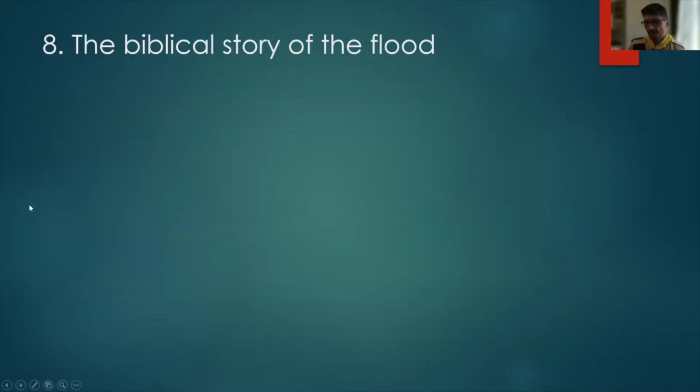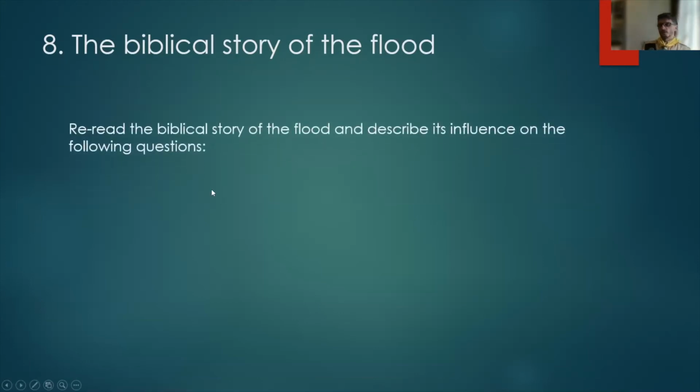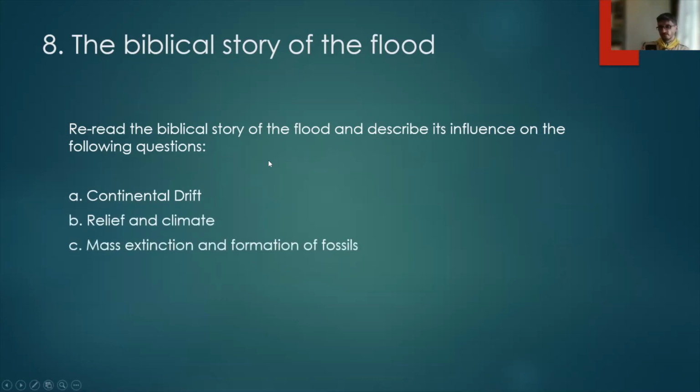Now, leaving that aside, we go to the biblical story of the flood, which is our requirement number 8. We need to reread the biblical story of the flood and describe its influence on the following questions. So basically, after the flood, we believe there was a big change on Earth as we know it. The continental drift is connected with the separation of the continents.